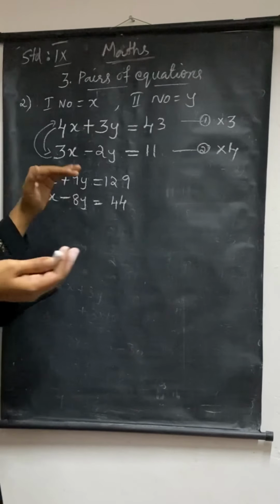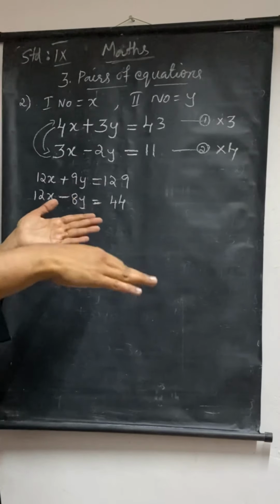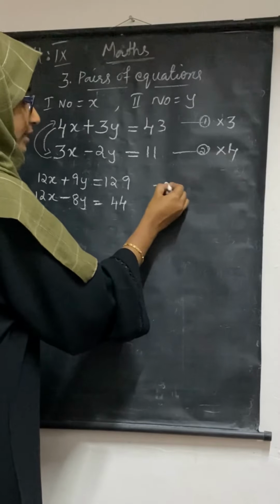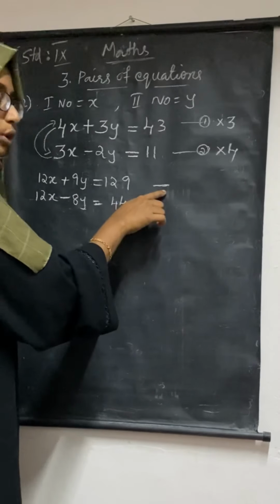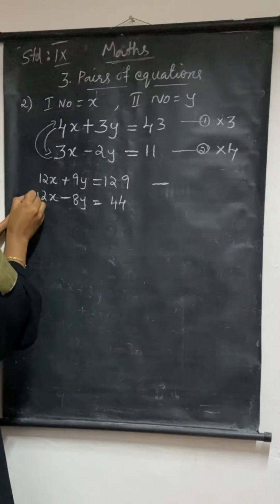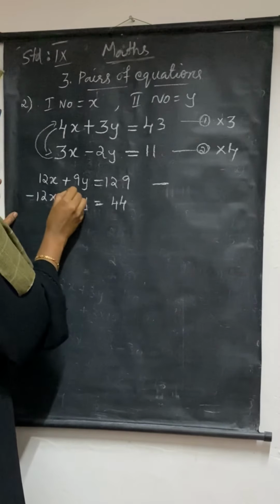Now what you have to do? This is the new equation you got. Now you have to minus it, so that this get cancelled. So I have to put a minus here. This equation minus this equation. So I told you, when you minus, everywhere you have to put the sign changes. You have to change the sign. This is negative. This becomes negative. This becomes positive.